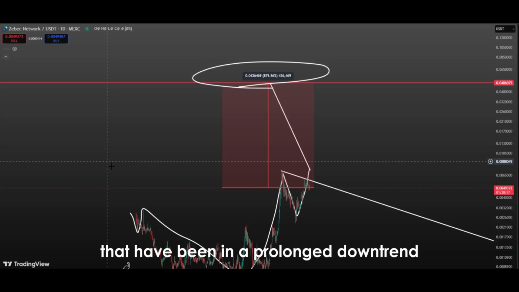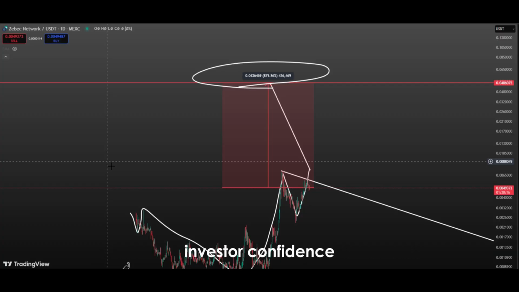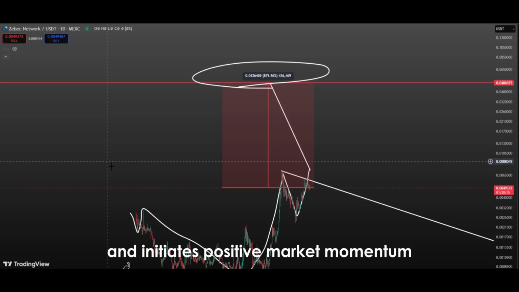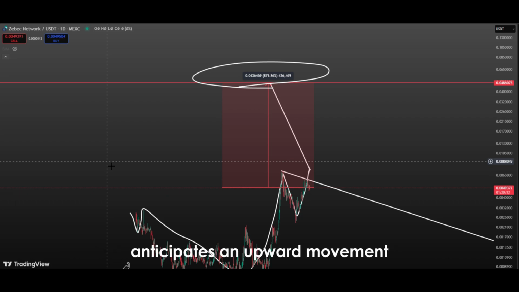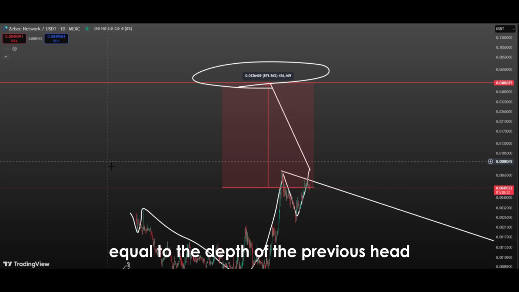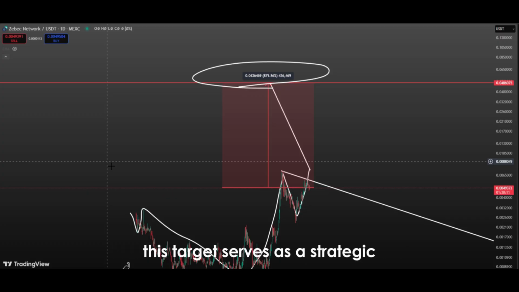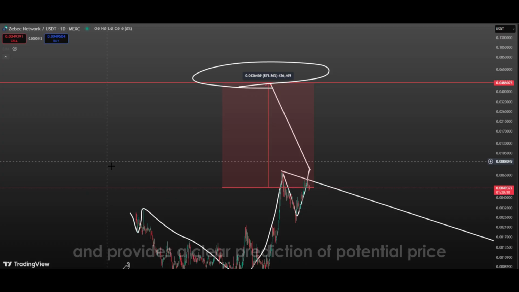Especially in markets that have been in a prolonged downtrend, completion of this pattern signals critical investor confidence and initiates positive market momentum. From a technical perspective, the target of the inverse head and shoulders pattern anticipates an upward movement equal to the depth of the previous head. This target serves as a strategic reference point for investors and provides a clear prediction of potential price levels.